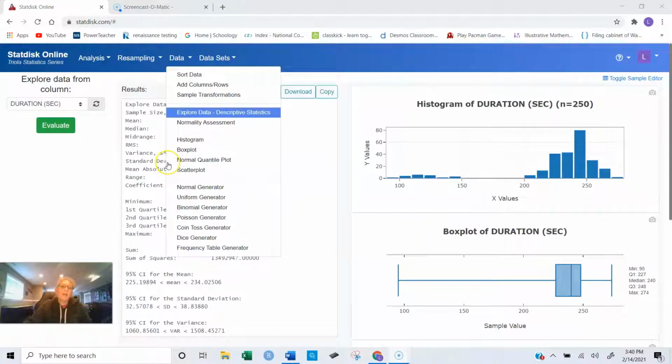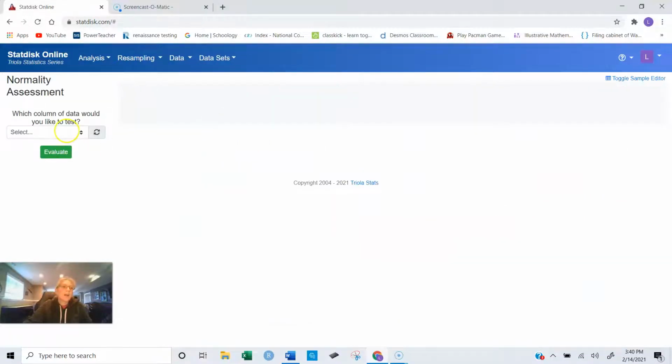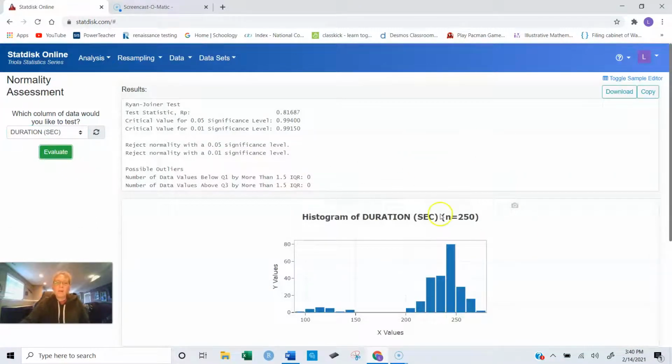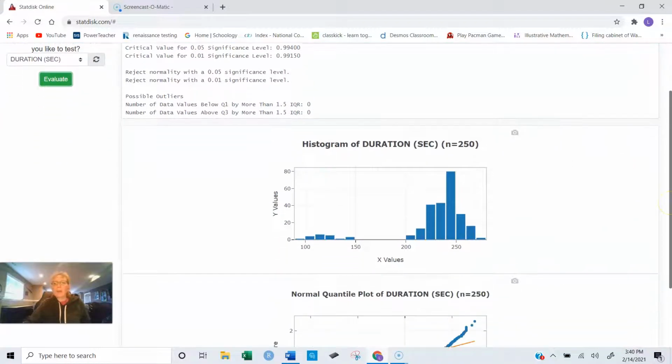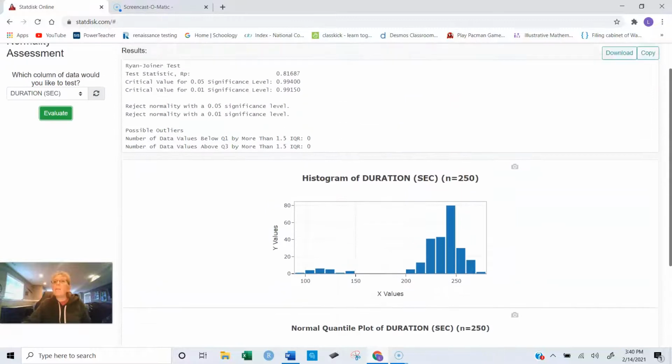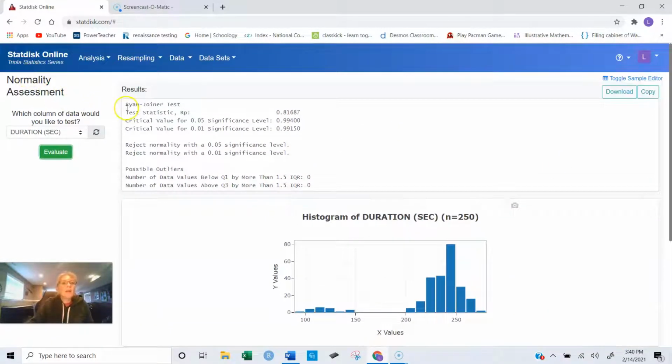Okay, I'm sorry, I told you to type the wrong one. It's not descriptive statistics, it's normality assessment. All right, also duration, again, we want to do the same one. Now, we get the same thing. We still have our histogram down here, and we still have our normal quantile plot. But up here, we have a Ryan-Joiner test. And when we look at here, we have a critical value of 0.04. If you look at the second line, it says reject normality with a 0.05 significance level. This is saying we do not have a normal distribution and it must be rejected.